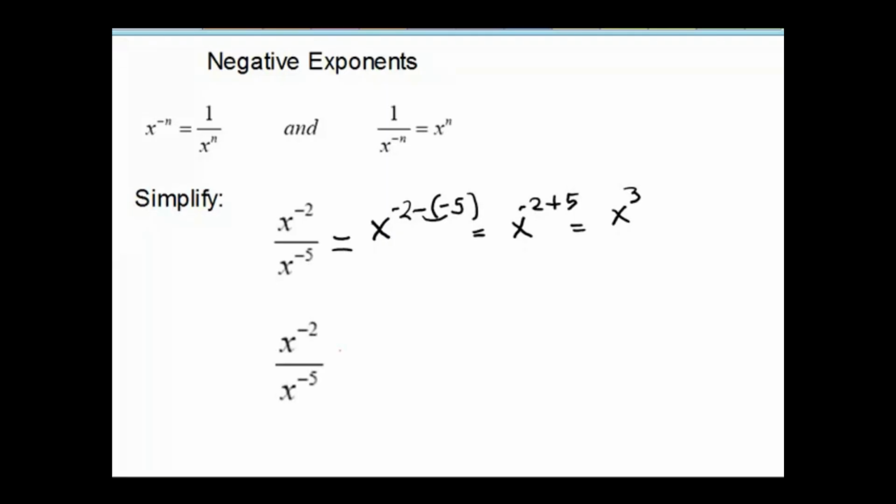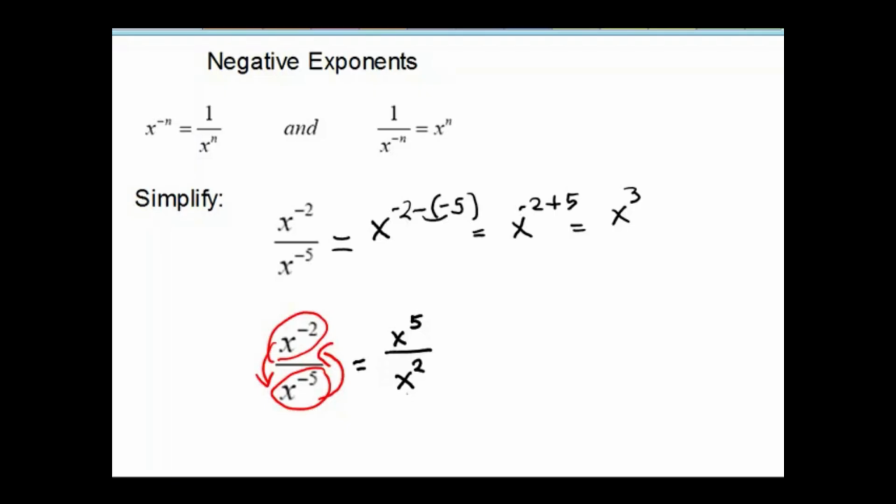The other approach to the problem is to shift first. We already have a fraction form, so shifting is not going to make it any more complicated. So we have a negative exponent. This one's on the numerator. It's going down. This one has a negative exponent, so it is going up. So now we have x to the 5th on the numerator and x to the positive 2 on the denominator.